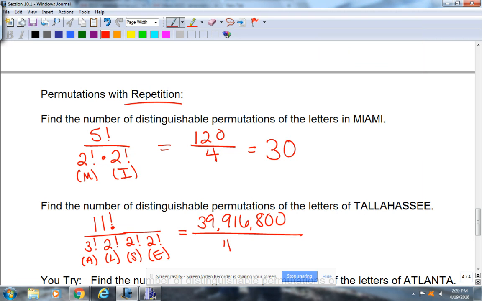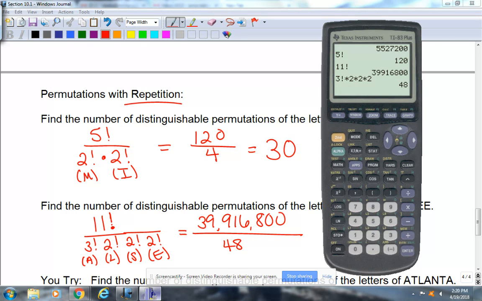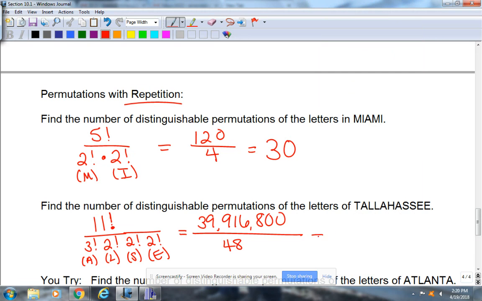Hit enter. 48. Put it under the top number. So you're going to do 39,916,800 divided by 48. You're going to get 831,600. Y'all get that? Good. So that's how many different ways you can rearrange the letters of Tallahassee. We had to divide because some of these are repeated, right? So a different A could still be an A in the same place.